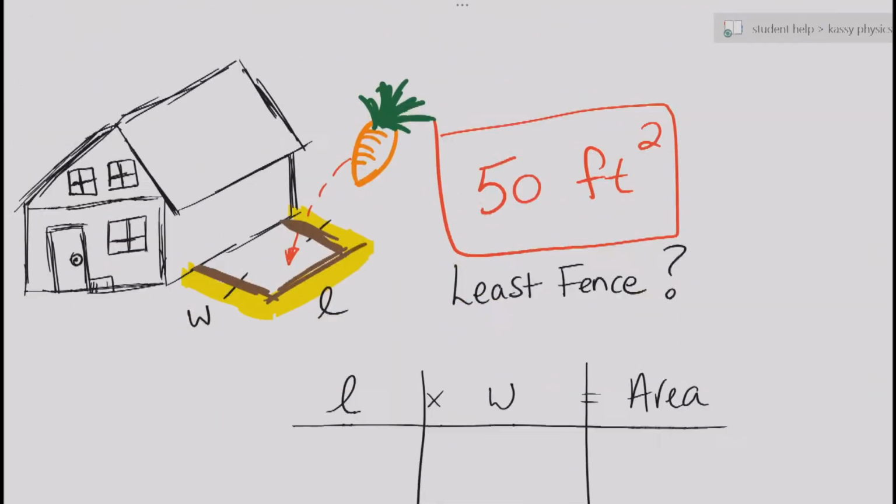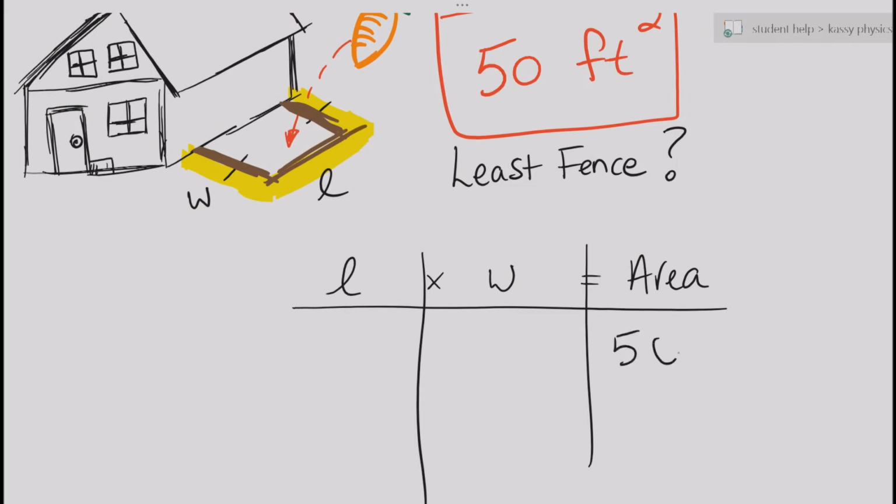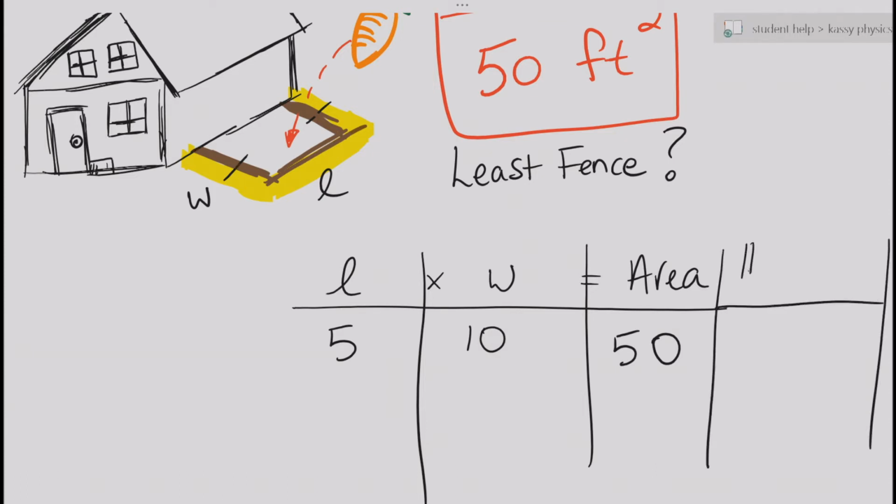So let's look at our possibilities. No matter what, the answer has to be 50. So what are some numbers we could try? I don't know. We could try 5 by 10. That would give us area. Okay. Now, the last thing we need to know is, how much fence is that?